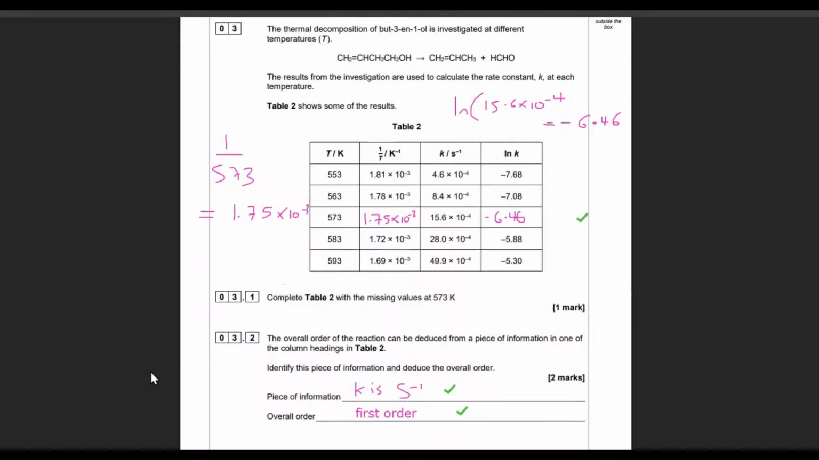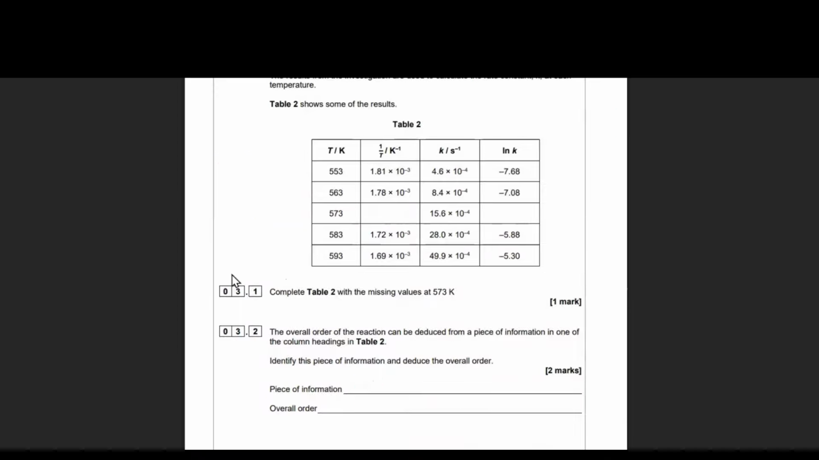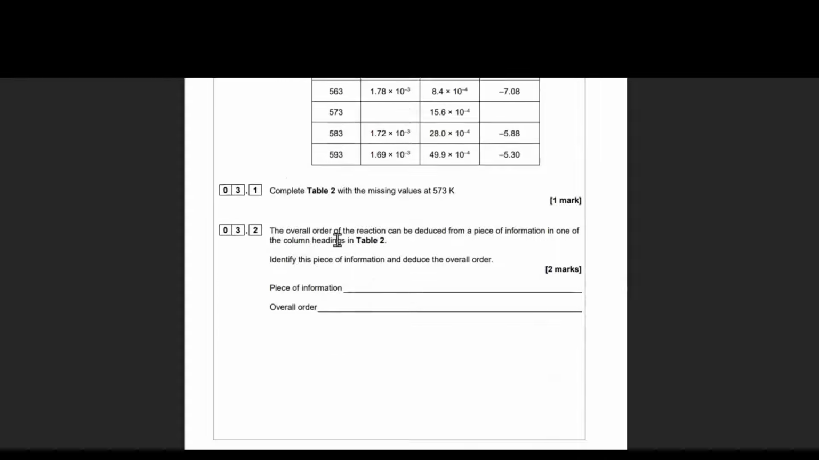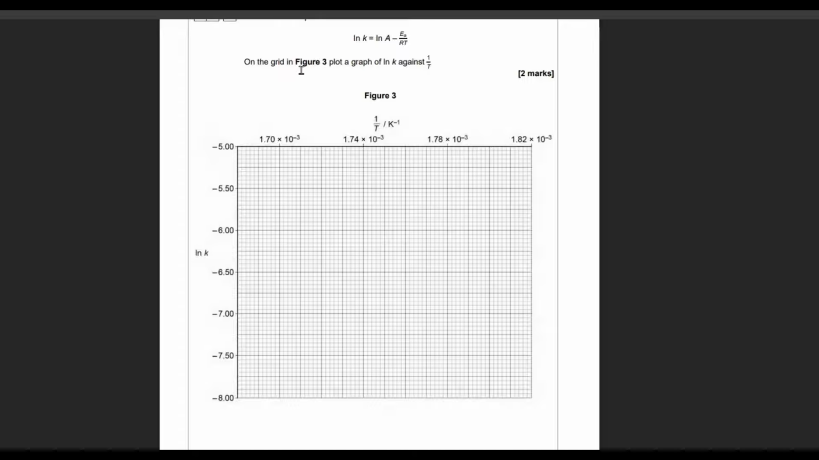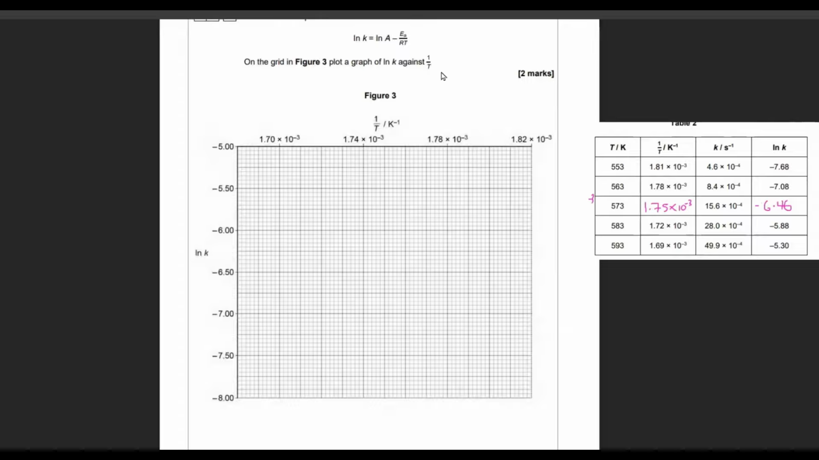All right. Now we've completed the table. Let's get on with the question, basically. So here you can see we've got the Arrhenius equation can be written in the form shown: ln K equals ln A minus EA over RT. On the grid, figure 3, plot a graph of ln K against 1 over T, and that is worth 2 marks. So we've got our table here with all the data, and we just need to plot it on here.